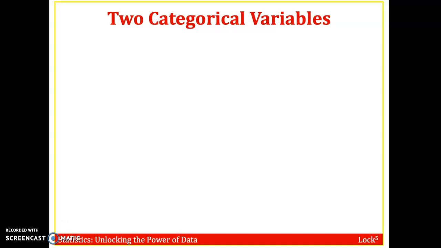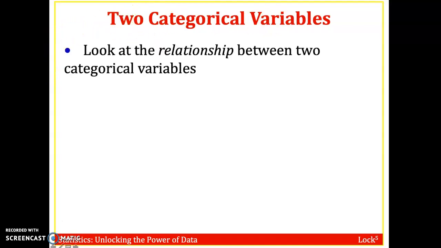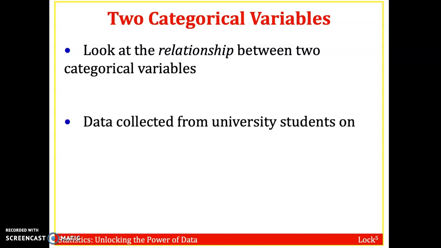All right, welcome back. We're continuing a video lecture series on chapter 2.1, which is about descriptive statistics, specifically for categorical variables. So in this video, we're going to look at how to analyze, summarize, and display two categorical variables at the same time. So we're going to look at the relationship between two categorical variables. Let's just go with an example to start off. Suppose we have data collected from university students on two variables, their relationship status and gender.